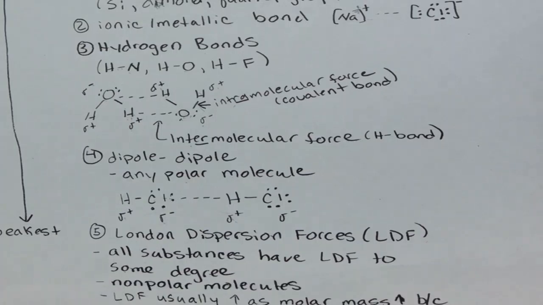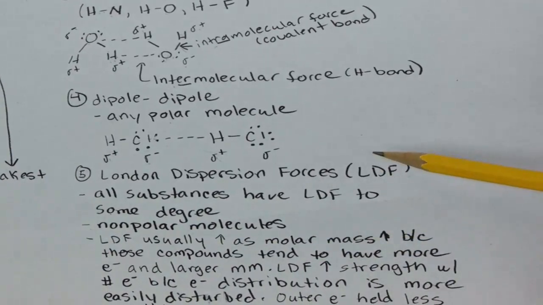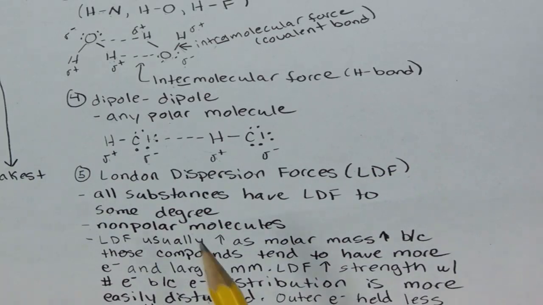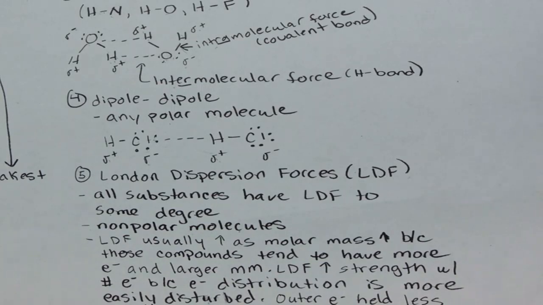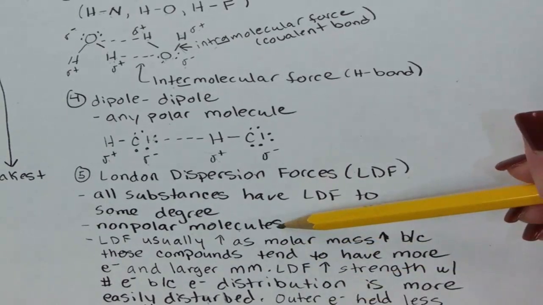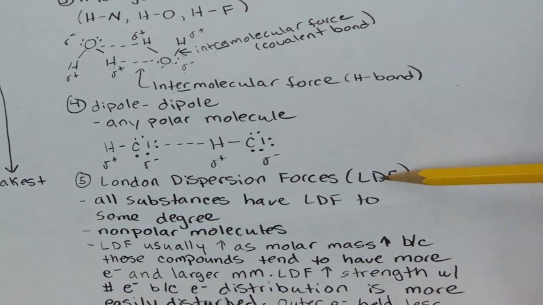Our final type is going to be a London dispersion force. Sometimes we abbreviate that LDF. Now, here's the thing. All substances will have London dispersion forces to some degree. Nonpolar molecules have only London dispersion forces. So it is possible for a compound to have more than one type of intermolecular force. Nonpolar compounds will have only London dispersion.